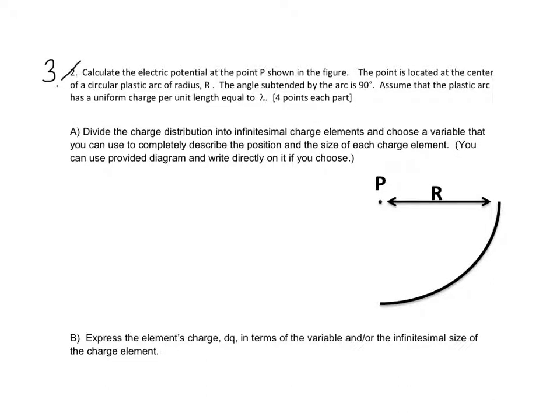Problem 3 is our electric potential integral problem. In this problem you've got an arc of charge which forms a 90-degree angle of a circle. So in part 1 we want to divide the charge distribution into little elements. So let's draw a little space here and call it dq. And I'm going to choose the angle theta here to represent its position.